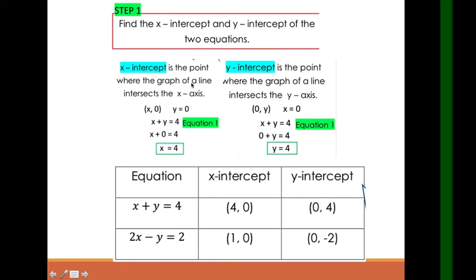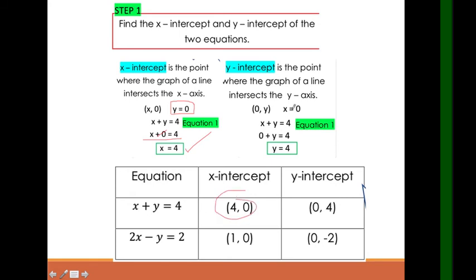The x-intercept is the point where the graph of the line intersects the x-axis. So if we will find the x-intercept, let's suppose that y is equal to 0. If y is equal to 0, then we will just substitute 0 to y, so we have x plus 0 equals 4. Obviously, we will cancel this, so we have x equal to 4. That will be for the x-intercept.